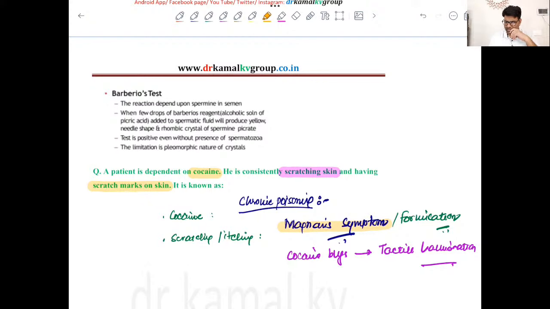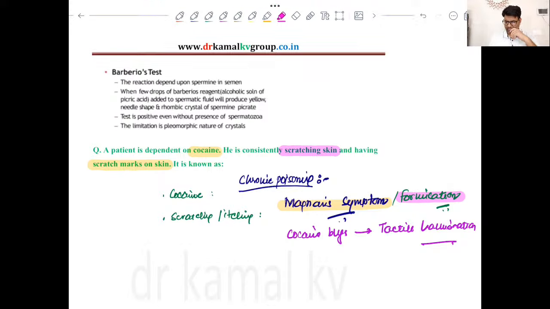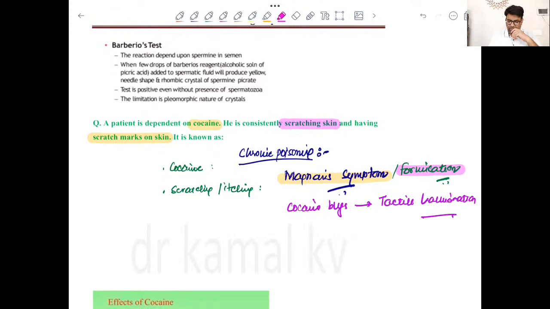Yes, you can say anything, but I would request you, please don't be wrong in this question. And this is a question which has been repeated over the years in any exam, whatever you take, FMG, AIIMS, whatever. So this is a very classical and very favorite question, right? So this is all about the chronic poisoning.